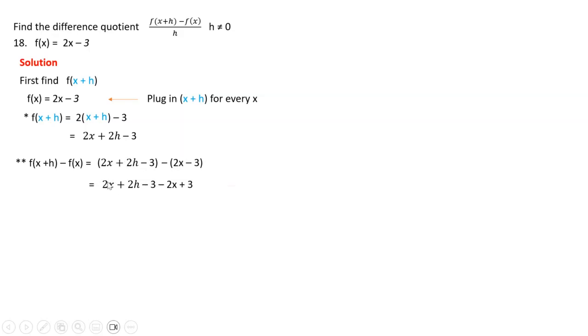Now remember that the terms with no h must be eliminated. So the 2x cancels with a negative 2x. And the negative 3 cancels with a positive 3. So we're left with 2h. Now comes the last step. The h is canceled because h over h is 1, and 2 times 1 is 2. That's my solution.